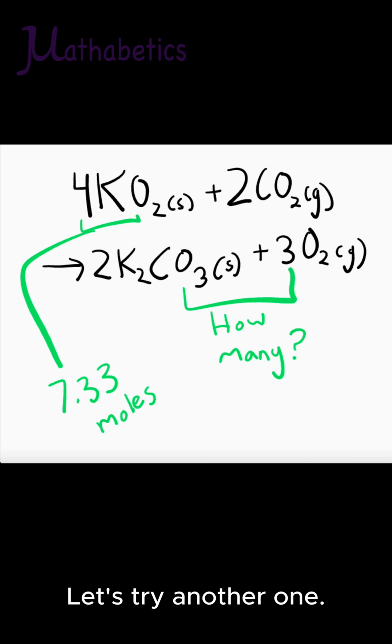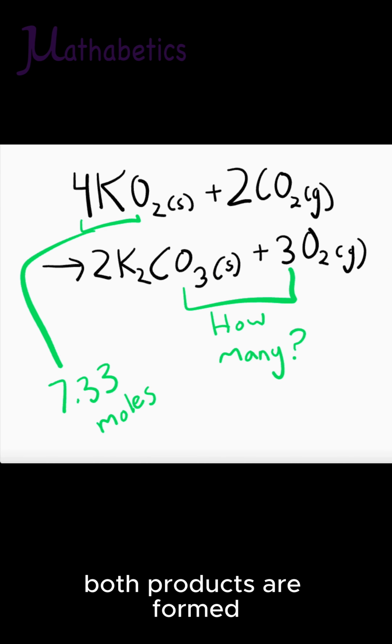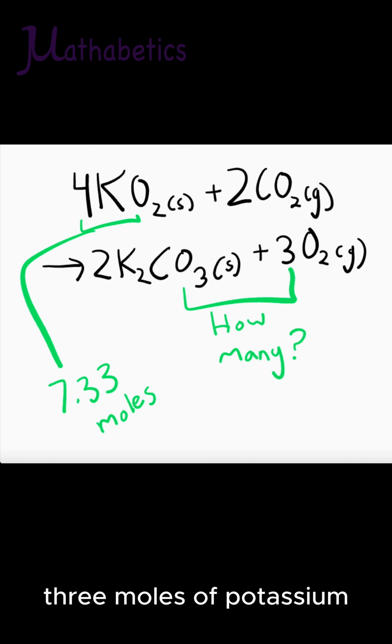Let's try another one. For the reaction, potassium superoxide plus carbon dioxide producing potassium carbonate plus oxygen gas. How many moles of both products are formed when 7.33 moles of potassium superoxide react?